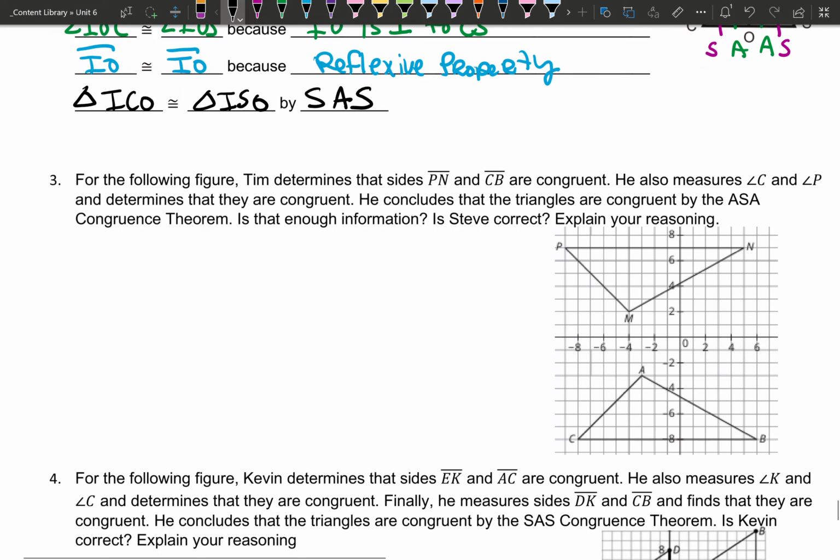Number 3. For the following figure, Tim determines that the side PN and CB are congruent. Before I even continue reading, I'm just going to mark them. PN, CB. Cool. He also measures angle C and angle P and determines those are congruent. Fantastic. Thanks, Tim. Let's mark it angle C, angle P. He concludes that the triangles are congruent by angle side angle.